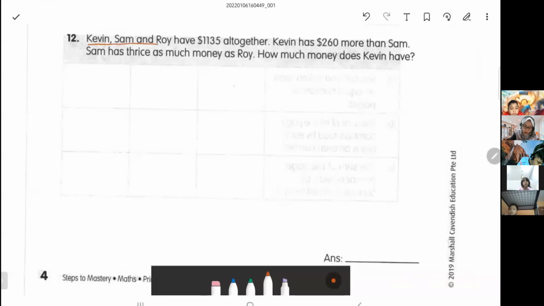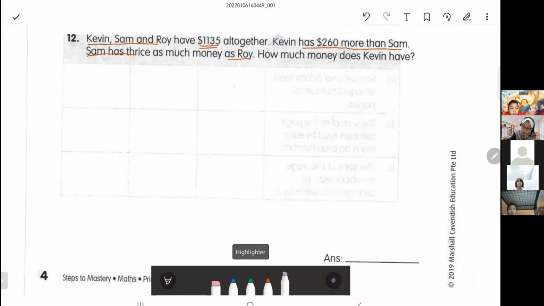Kevin, Sam, and Roy have $1,135 all together. Kevin has 260 more than Sam. And then Sam has thrice as much as Roy. How much money does Kevin have? Okay, now where do we start?